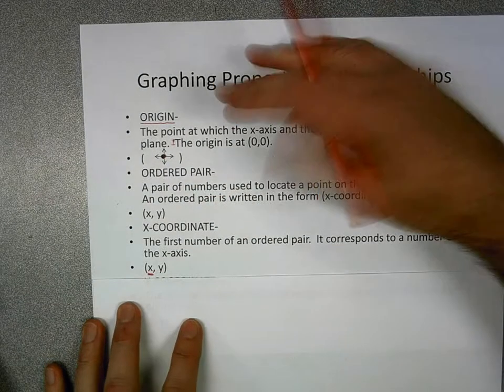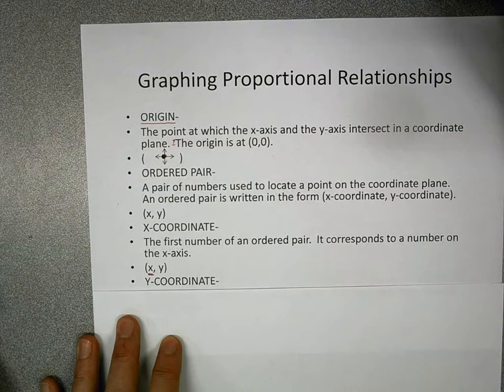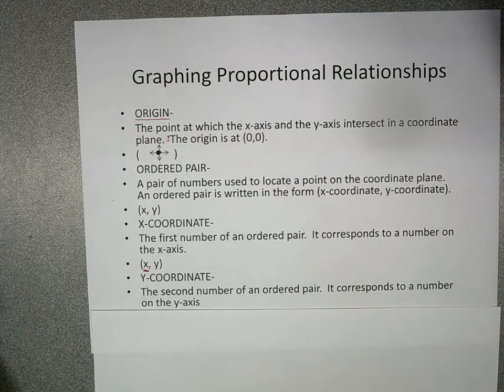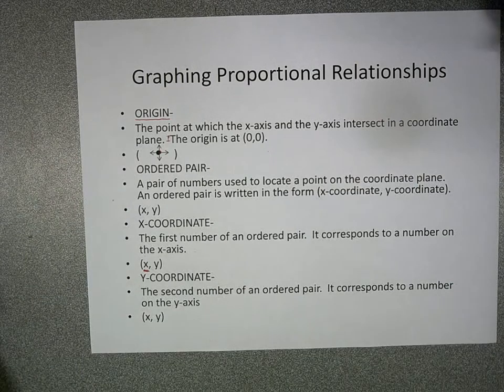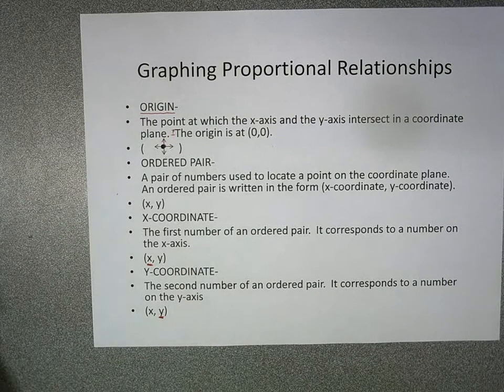And of course, you probably know where this is going. If we have an x-coordinate, the next phrase is y-coordinate. A y-coordinate is the second number of an ordered pair. It corresponds to a number on the y-axis. So go ahead and write down your ordered pair again, (x, y), in parentheses, and then underline the y. That's your y-coordinate. It will be that second one right after the comma. Okay, so those are our vocab notes.